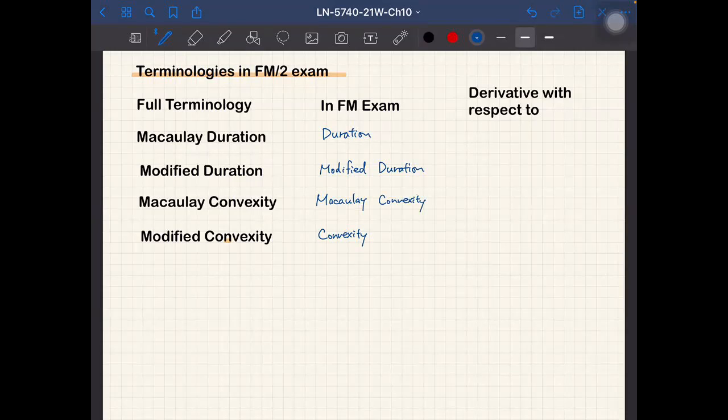And again, the Macaulay duration is the derivative with respect to delta, and Macaulay convexity is also with respect to delta, while the modified duration and modified convexity are the derivatives with respect to i. So duration is basically the first derivative and convexity is the second derivative.